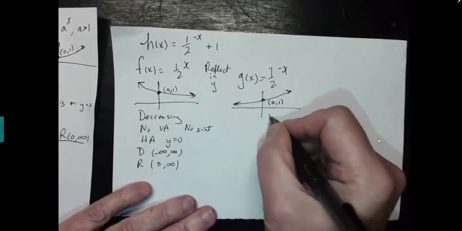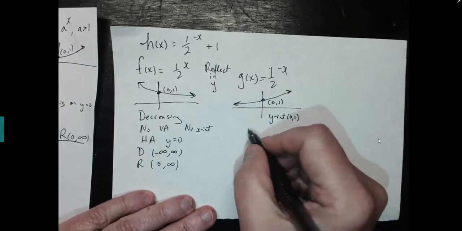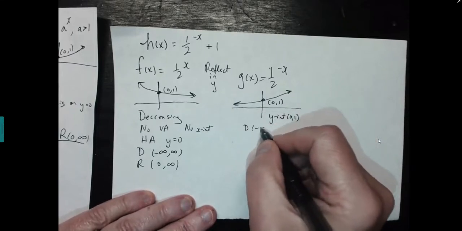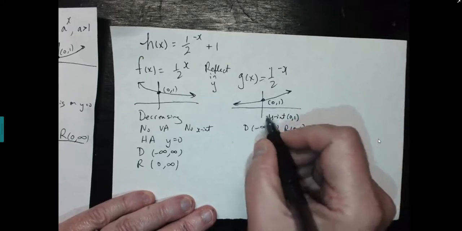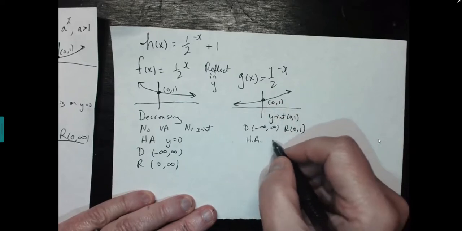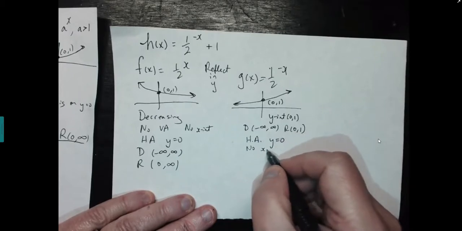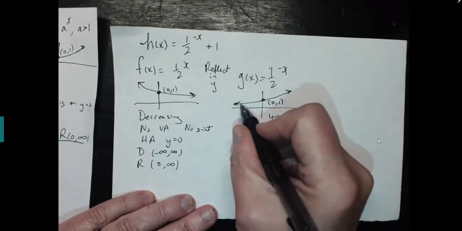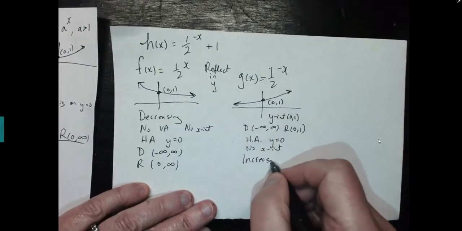Now, this will still have y-intercept (0, 1). It still has the same domain and range as we did before. The horizontal asymptote is the x-axis, and there's no x-intercept. But as we move from left to right, we're going uphill, so now this is an increasing function.